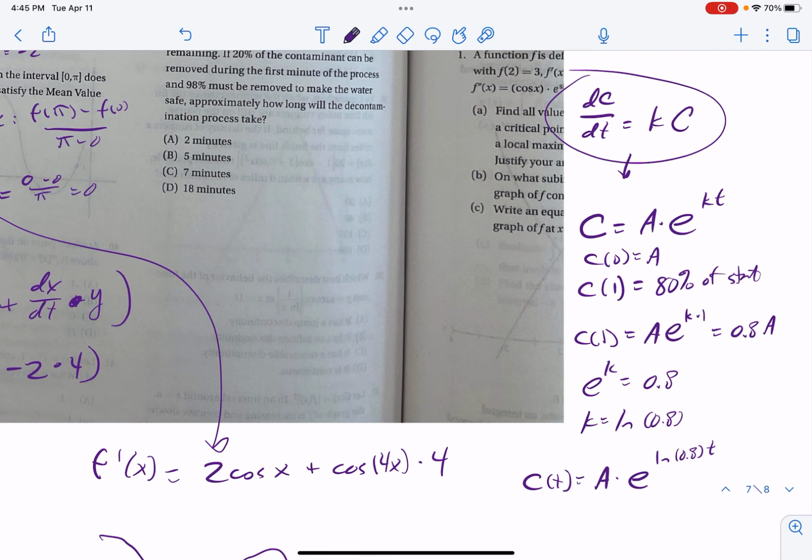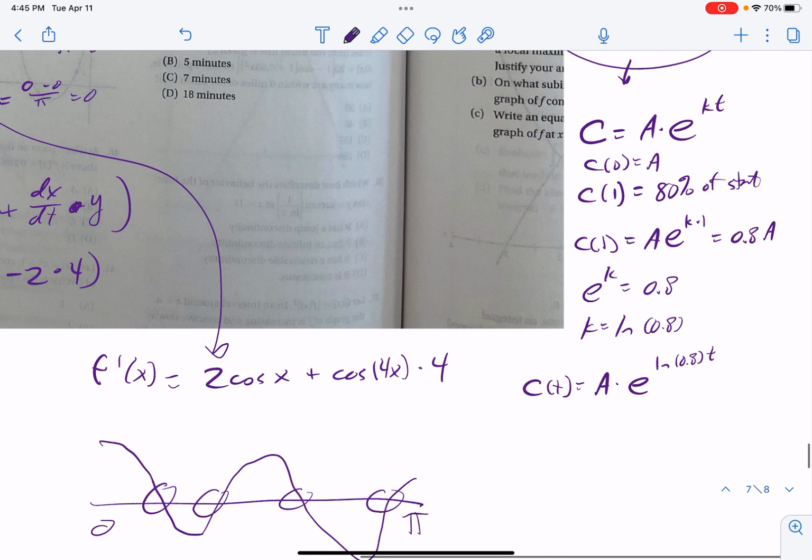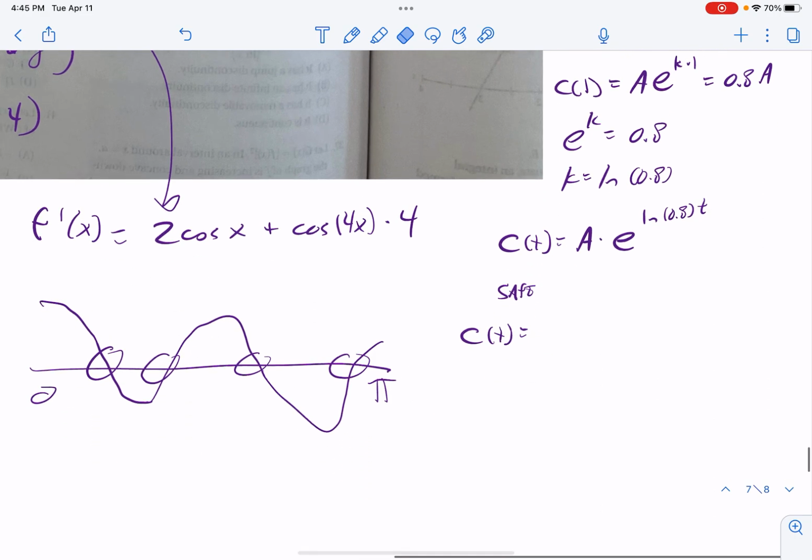Now, we want to know, right, 98% must be removed for it to be considered safe. So safe is when we are at 2% of the original. Again, I feel like there's a little too much going on here in terms of you really understanding the conceptual stuff of specific exponential growth and decay for this to be a fair problem. Sometimes the practice books are a little unusual.